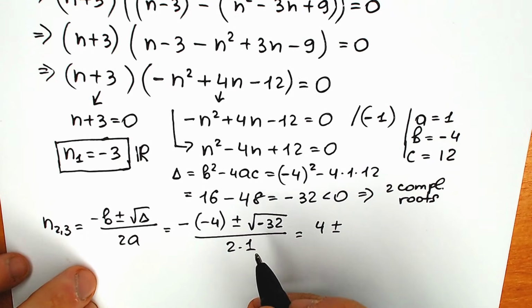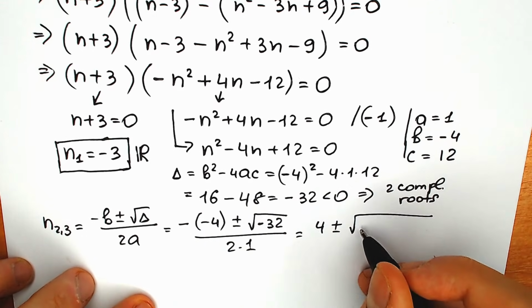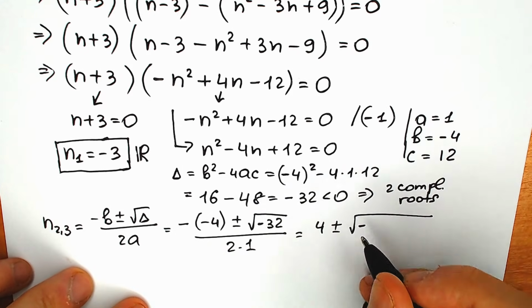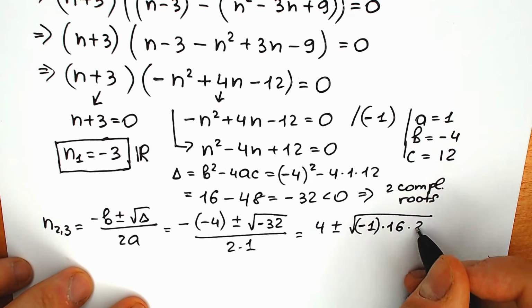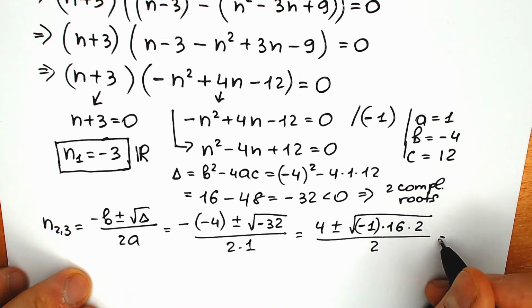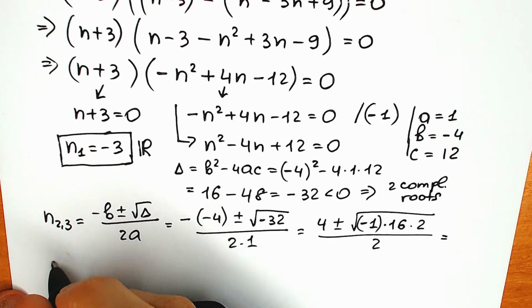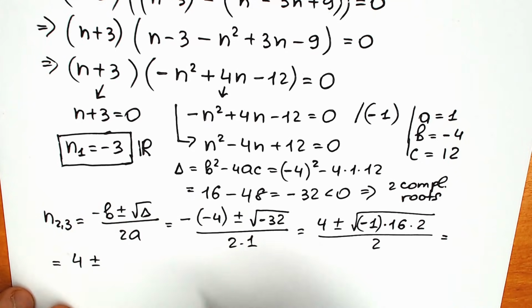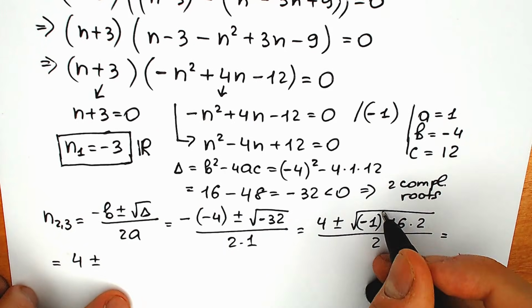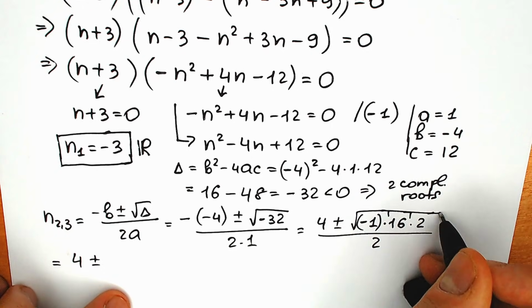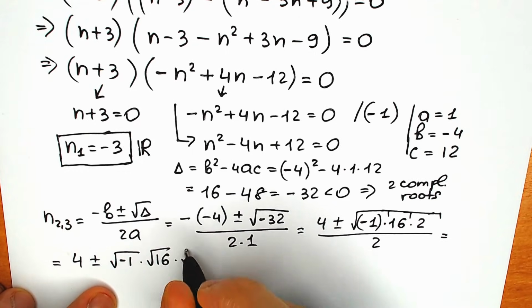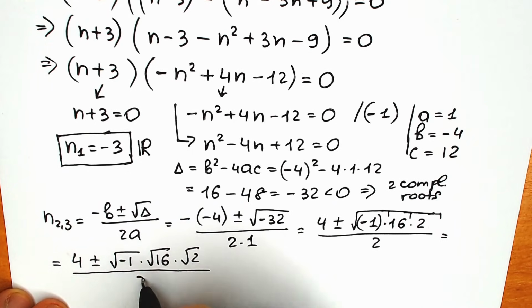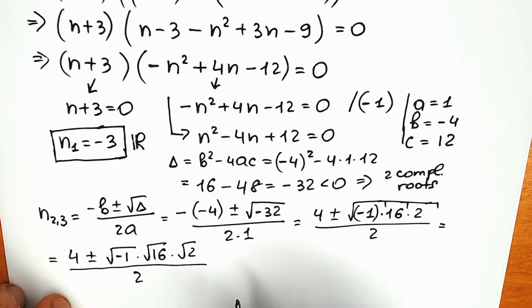So 4 plus minus square root of minus 32. We can write it as square root of minus 1 times 16 times 2, all over 2, because we have to split this negative sign since this is our complex root. There's a really interesting and great property: we can write it as square root of minus 1 times square root of 16 times square root of 2. It works perfectly with multiplication and division, but not with addition and subtraction.